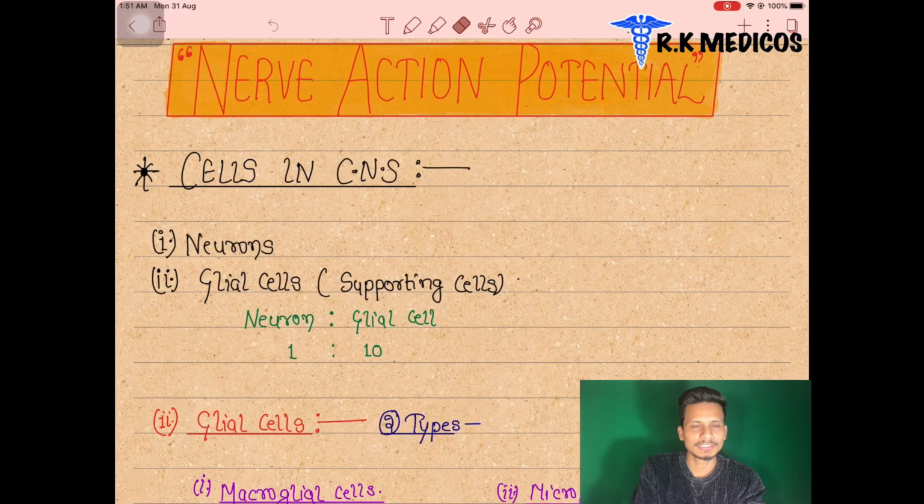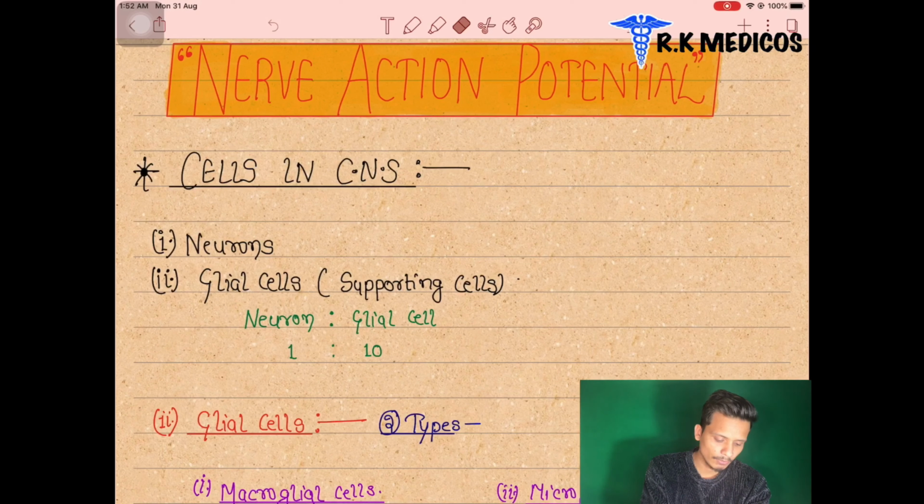Welcome to RK Medicos. In this section we are going to discuss physiology, and in physiology we are going to discuss nerve-muscle physiology, how the nerve innervates the muscles. About that, we are going to see from the physiological point of view how the muscles and nerves are connected, and what different mechanisms work to connect them. So let's start our topic.